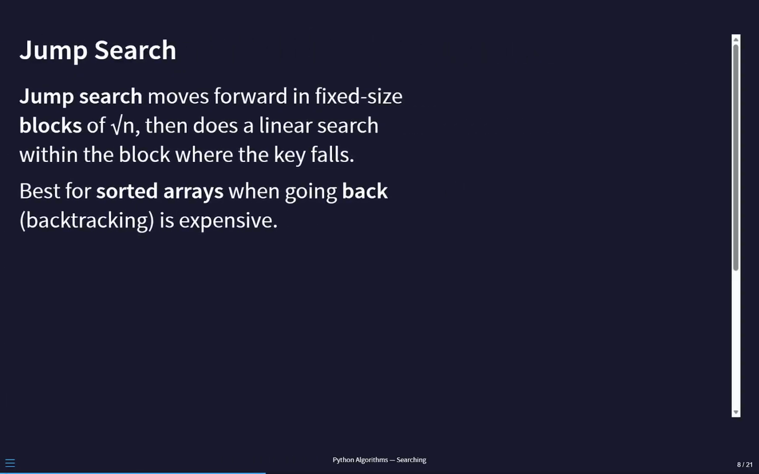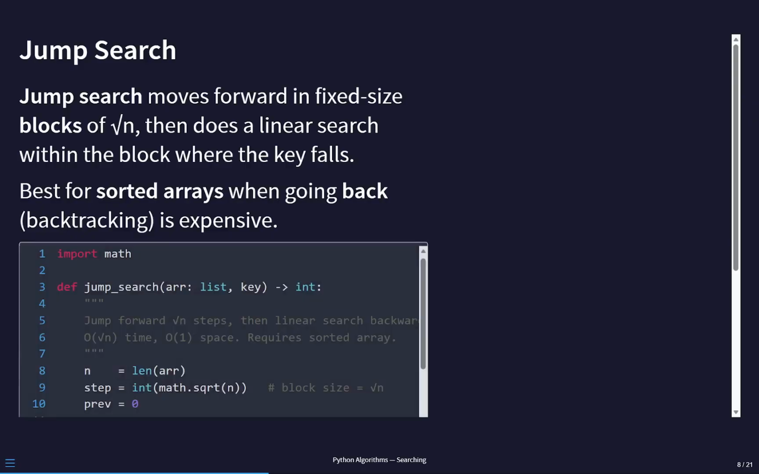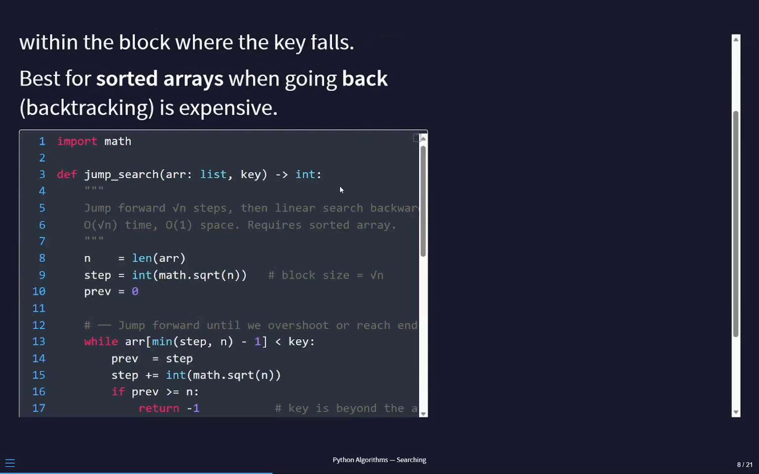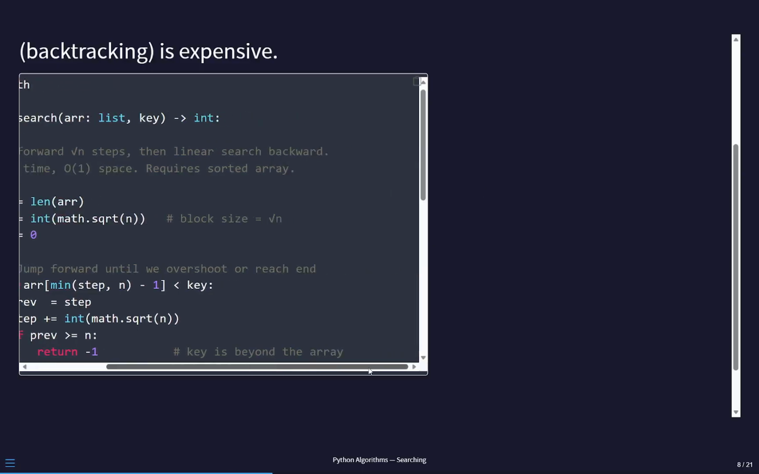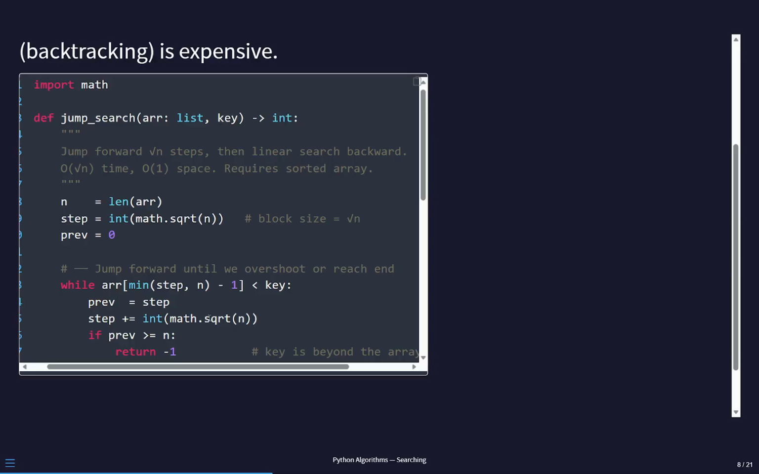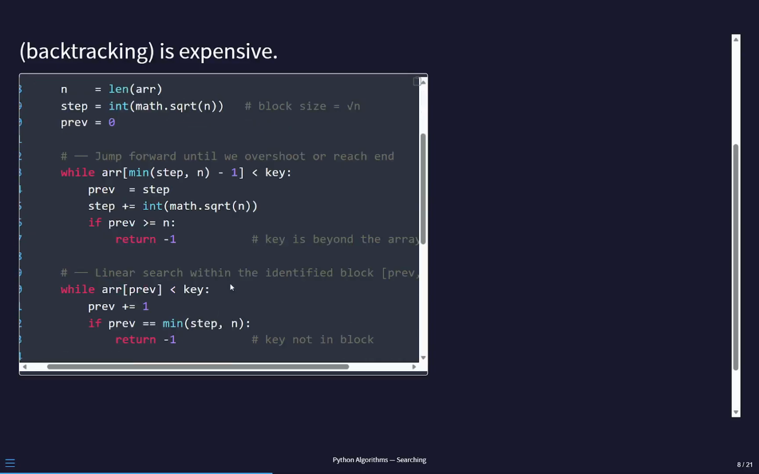Next. Jump search occupies the middle ground between linear and binary on sorted arrays, but its real strength is on systems where backward movement in memory is expensive. Click. The algorithm moves forward in fixed-size blocks of square root n elements at a time. It jumps until it finds a block where the last element is greater than or equal to the key. Then it does a linear scan backward within that block.